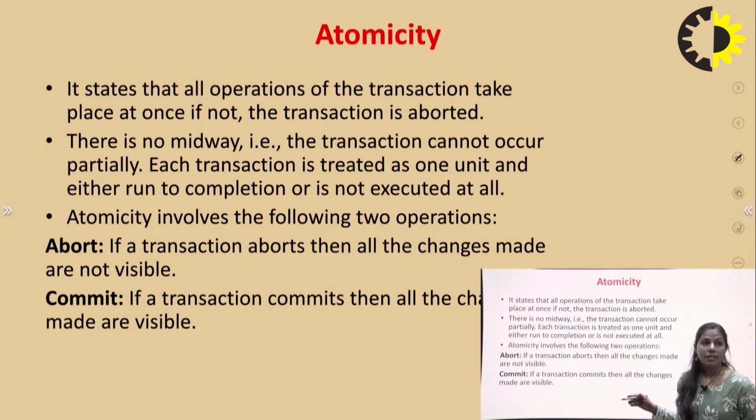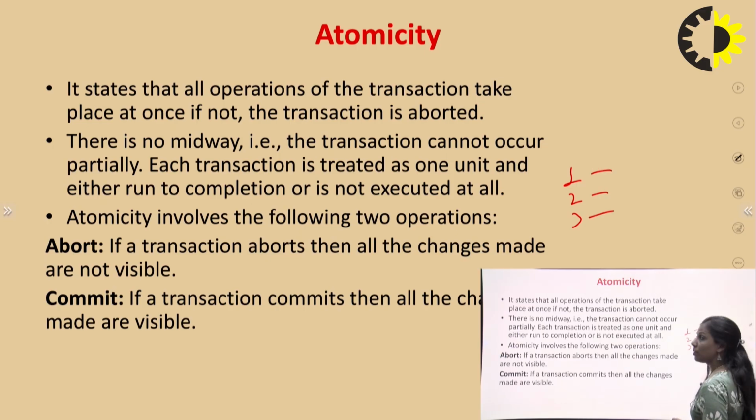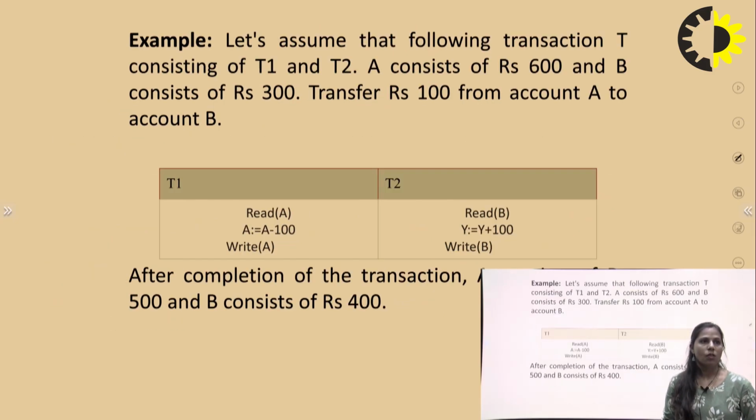And commit we have already discussed before. Whatever operations we have performed will be visible in the database. Whatever changes we have done in a transaction will be visible to the database. For example, if we have several operations 1, 2, 3, we have to run either all or none. We can abort in between. If the transaction fails, we can use the abort command. If it is running successfully, then we use the commit command. This is the example.